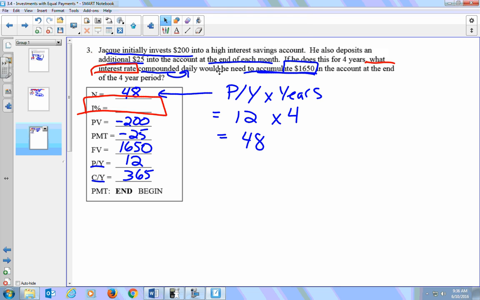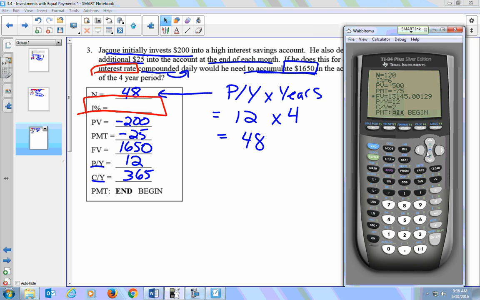So now we can just plug in to our TVM solver. And so our N was 48. Our interest rate is what we're trying to calculate. Present value was $200 initial investment, so we press the negative sign, 200. Our monthly payments out of pocket, so negative 25. Future value, we want it to be 1650, so 1650. Payments per year is 12, so that's good. Compounding per year is 365, so compounding per year 365.